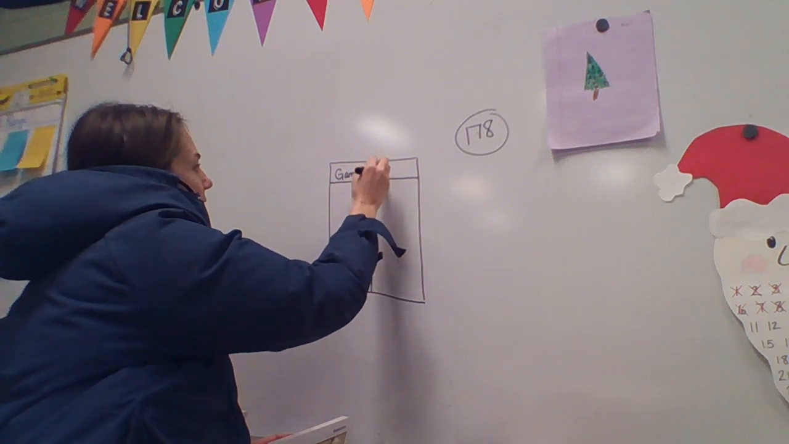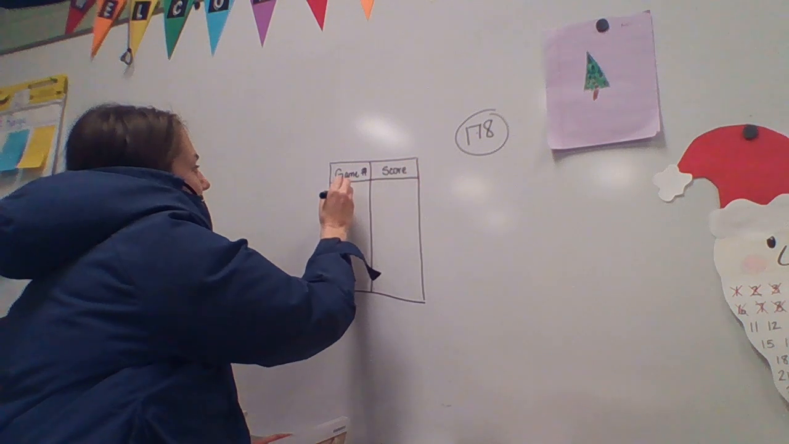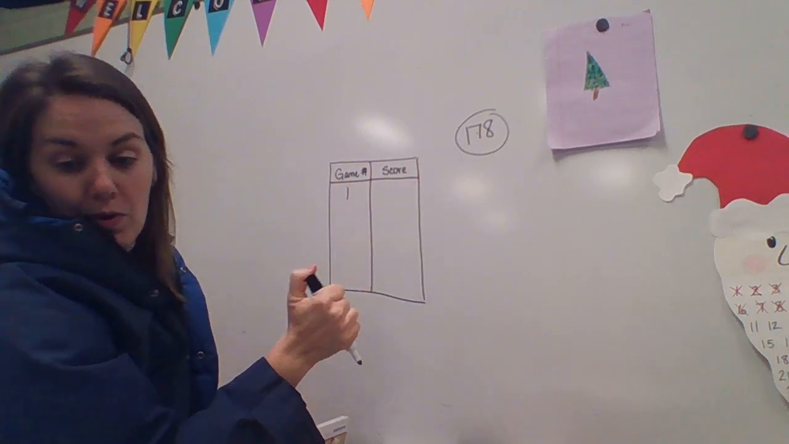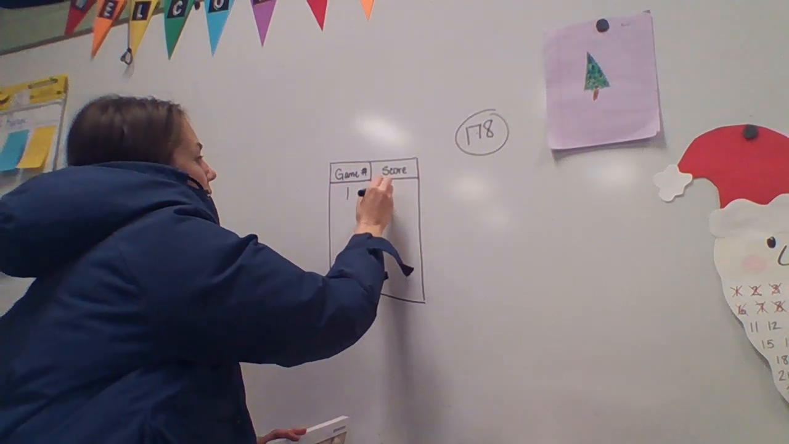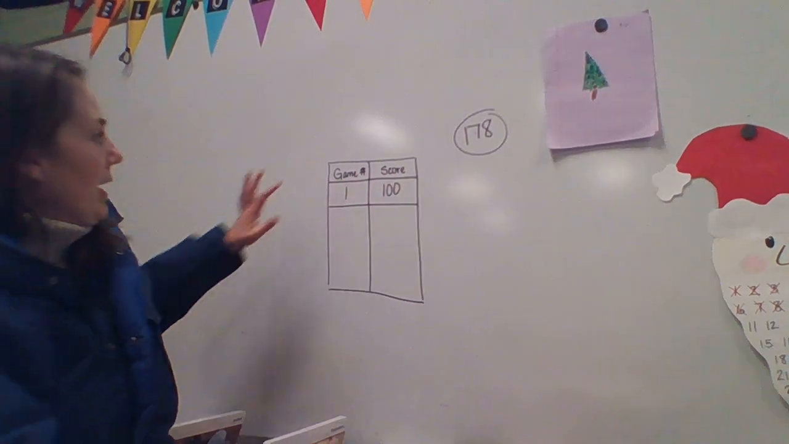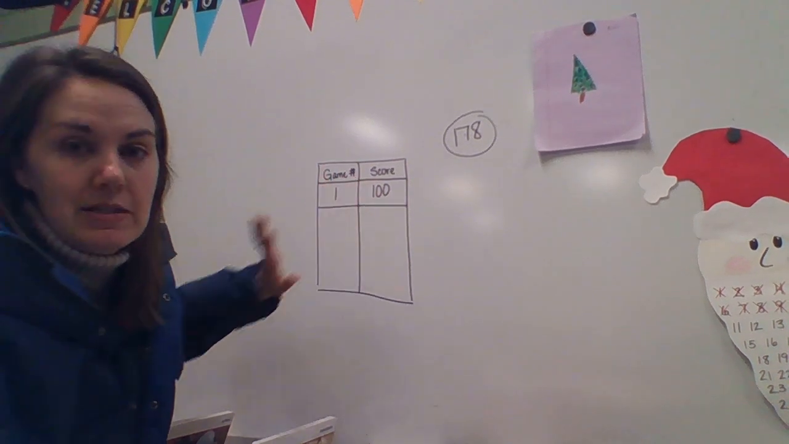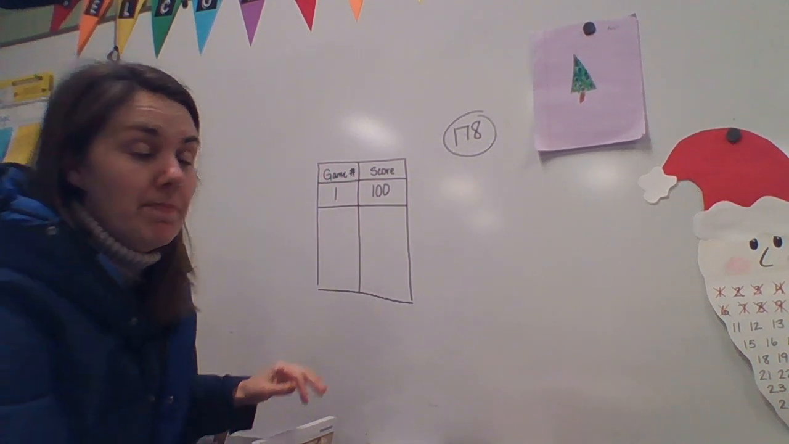And then on the other side, I'm going to say that that's going to be the score. So for example, for game number 1, it said that she scored 100 points. Okay, so that would be our first box, right? So I have game number 1, score would be 100. So this is how I'm organizing my information.